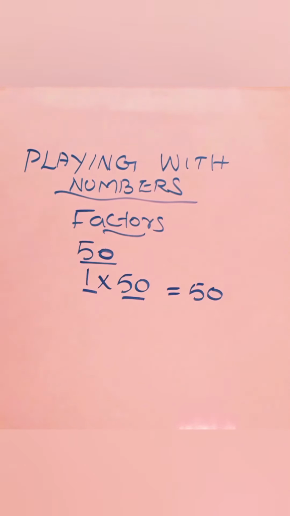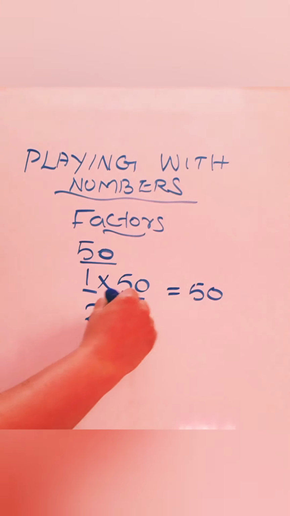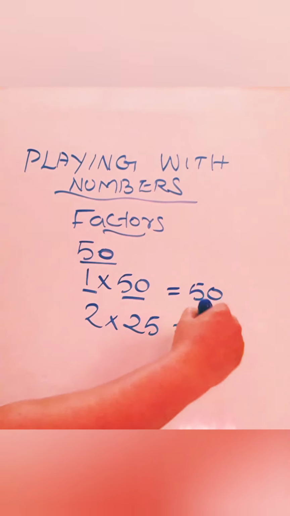Next, 2. When we take the table of 2, 50 will be there. Of course it will be there. 50 is an even number, so definitely it will be divisible by 2. So 50 divided by 2, or 2 into 25, we will get 50. 2 into 25 is equal to 50.